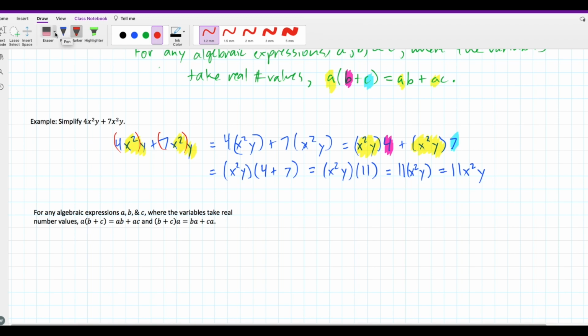That's going to be our general form. We have something times an expression plus something times that same expression. And then we can combine those two terms into one.